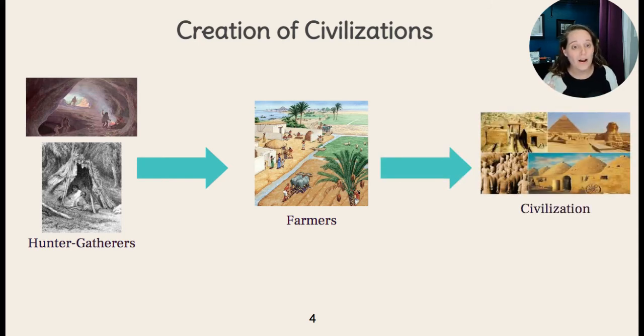And part of a civilization is the idea that you are going to have written records, written communication, and a government in order to determine what is okay in your society and what is not okay in your society.